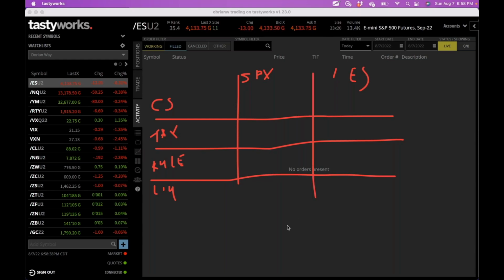All right, so with cash settled, the SPX is cash settled. The ES is not cash settled, but you do not have to worry about being assigned unless it's in the money at expiration. So this is almost like having cash settled. Okay, so we're just going to put a little mark there.